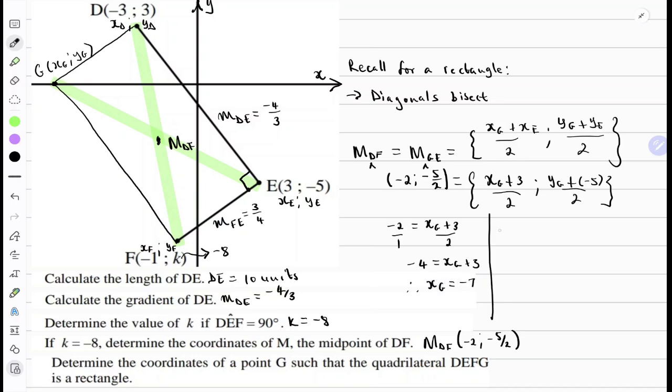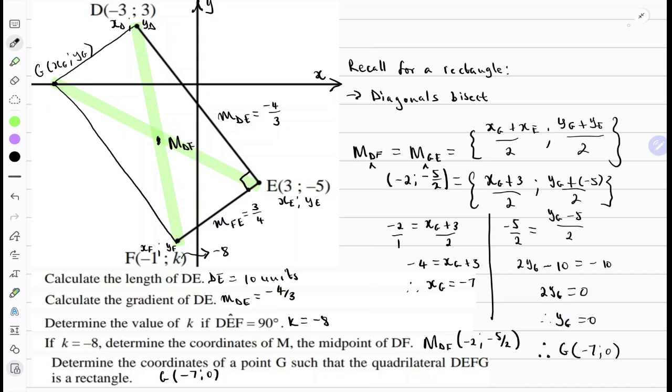And the same can be done for the y coordinate. So it's minus 5 over 2 is equal to (yg minus 5) over 2. So we can cross multiply. So it's 2yg minus 10 should be equal to negative 10. So 2yg should be equal to 0. Therefore yg should be equal to 0. So therefore the coordinates of G is negative 7 and 0.